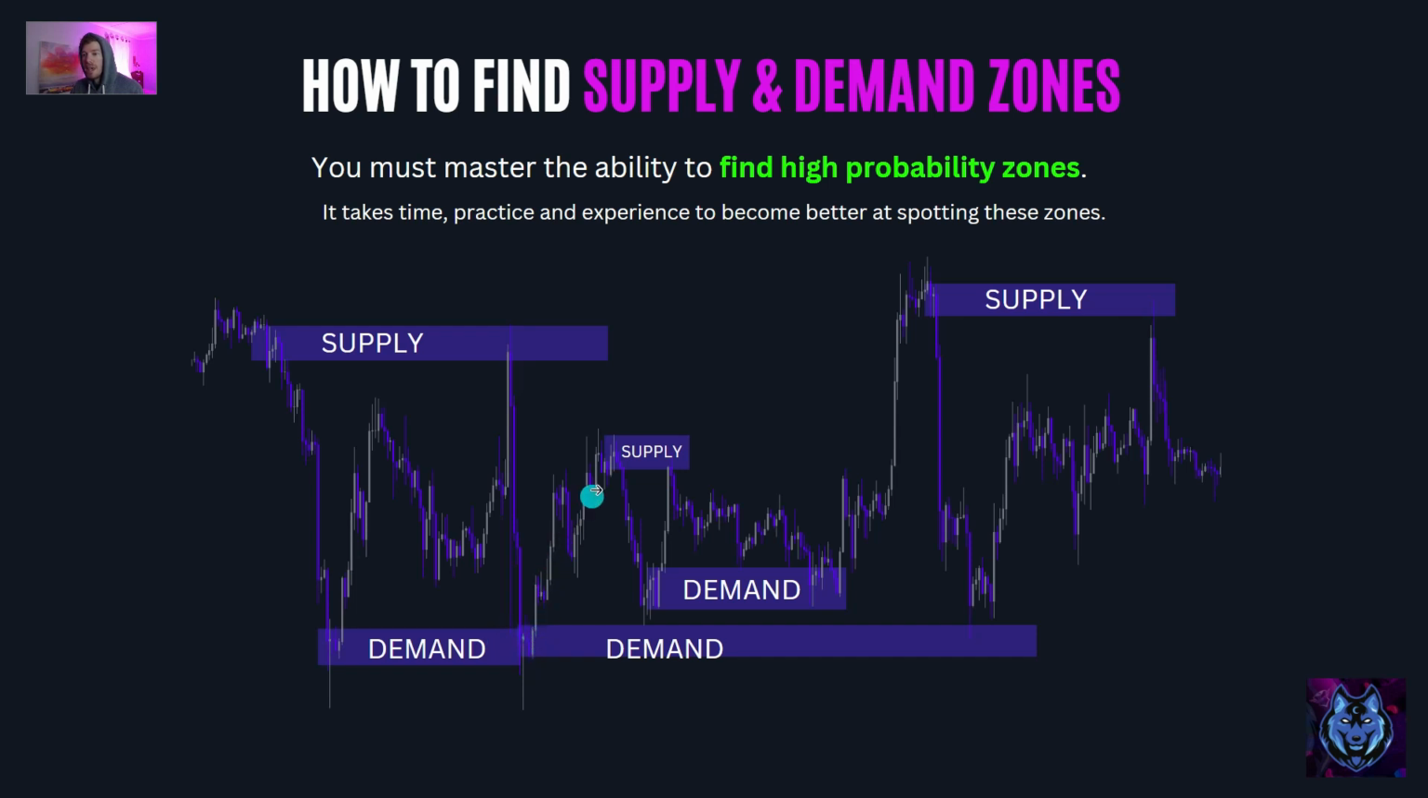Price pumps up again, leaves behind another demand, comes back, taps into that, leaves behind a supply, taps into that, leaves behind a demand, taps into that, pumps up, creates this rally-based drop, leaves behind a supply, taps into this demand to tap into this supply. Are you starting to see the structure of the market and how these banks actually operate?